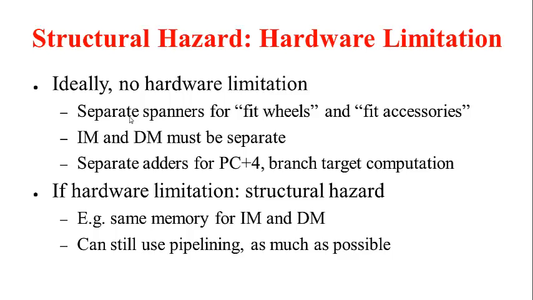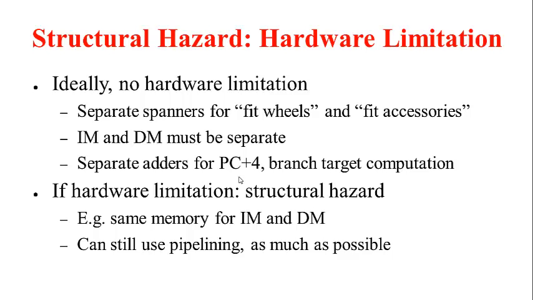In the MIPS pipeline, stage 1 involves access of instruction memory, and stage 4, which is the memory stage, involves access of data memory, which means that these two stages must be able to operate in parallel. That is, the instruction memory and data memory must be separate. Likewise, we must have separate adders for addition of PC with 4 and also for branch target computation. This is because the ALU is used for something else in stage 3. It cannot be used for PC plus 4 addition in stage 1. If it were used in such a fashion, that would be a structural hazard.